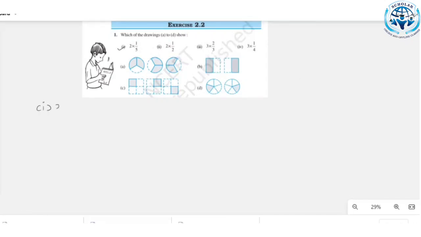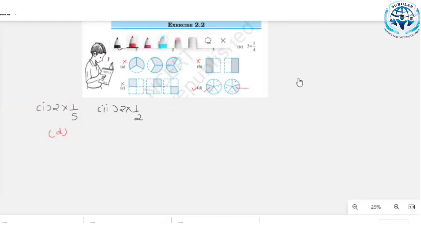2.2 first question. Which of the drawings A to D show, we have to match the fractions 2 into 1 by 5. 2 into 1 by 5 is D. Now 2 into 1 by 2. Start from the first one and find 2 into 1 by 2, that means 3, then 2, then 3, that means D or B. D is already done, that means the answer is B, half and half.